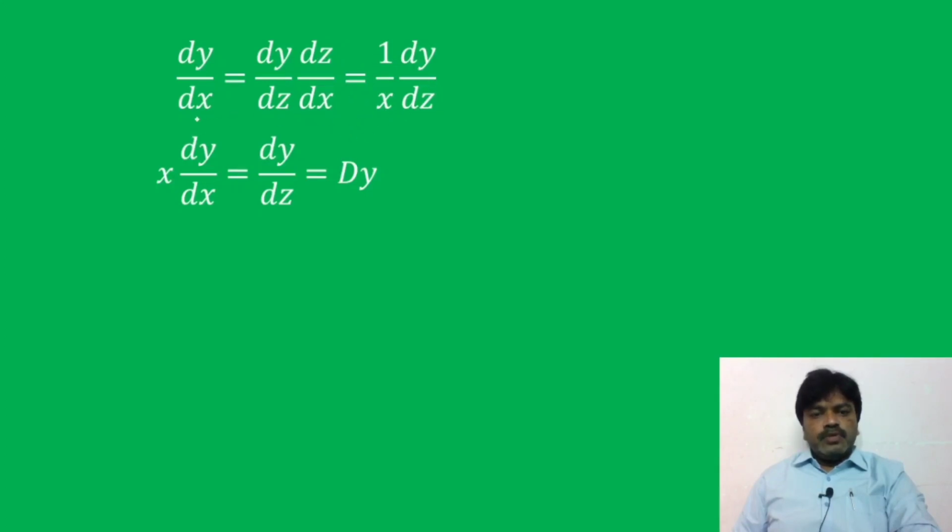By multiplying both sides, we get x dy/dx = dy/dz. Here, capital D is d/dz, so it can be written as Dy. So finally, what we remember here is that the value of x dy/dx is Dy. What is capital D here? Capital D is d/dz.